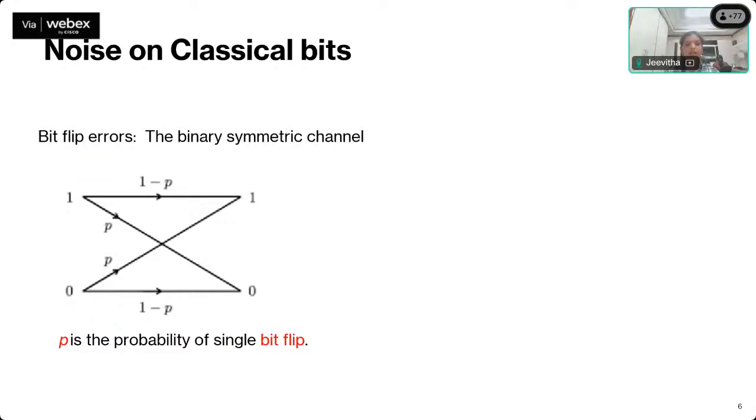Now let's look into the binary symmetric channel. Here P is the probability of a single bit flip. So what this means is that, for my bits, 1 flipping to 0 is of probability P. It means that an error has occurred, and the probability of occurrence of that error is P.